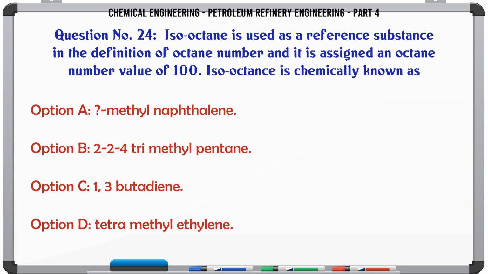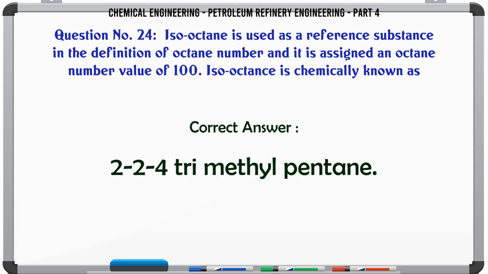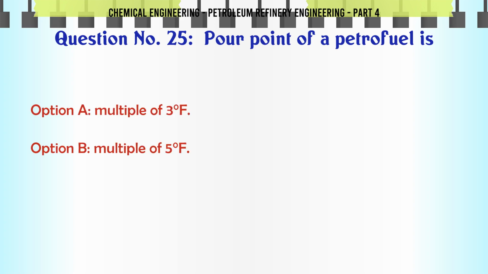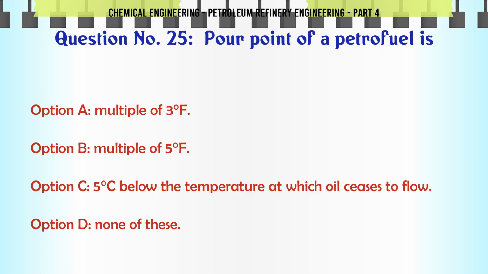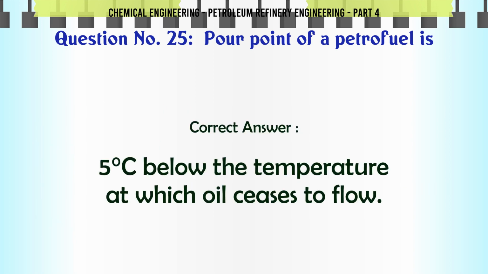2,2,4-trimethylpentane, C. 1,3-butadiene, D. tetramethyl ethylene. The correct answer is 2,2,4-trimethylpentane. Pour point of a petrofuel is A. multiple of 3F, B. multiple of 5F, C. 5C below the temperature at which oil ceases to flow, D. none of these. The correct answer is 5C below the temperature at which oil ceases to flow.